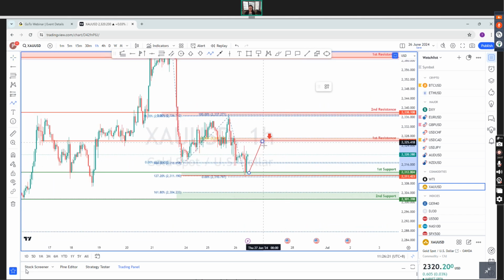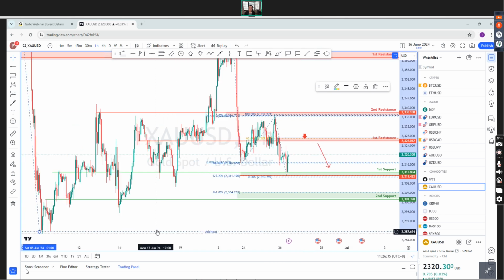So basically from here, I'm going to short from that level. I will target at 2301. That is my TP or O5. Okay, this is a trade setup for gold.